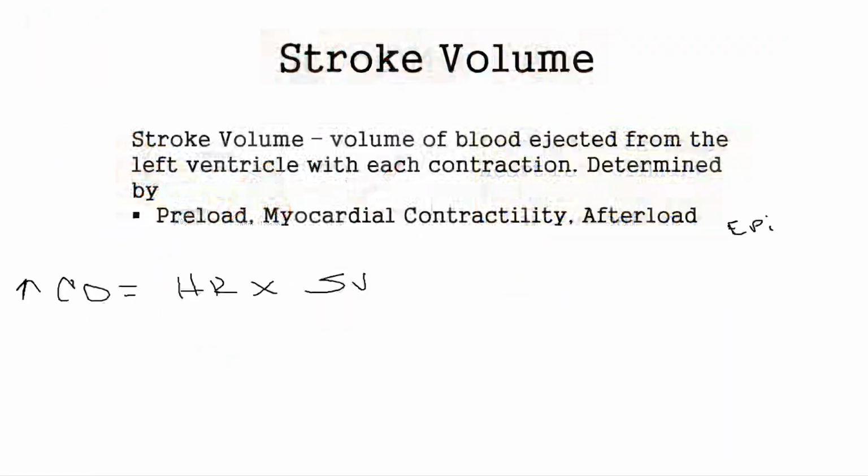Let's go back. So now let's look at stroke volume. Stroke volume comprises preload, myocardial contractility, and afterload. So if we can affect one of these three, then we can affect blood pressure. Let's talk about preload.